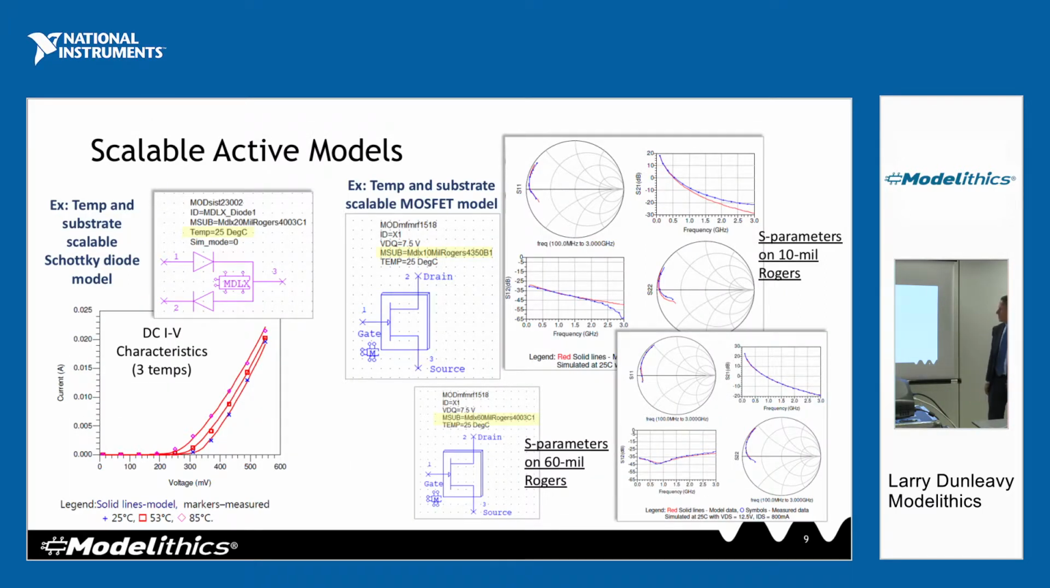Active models, this is just a diode showing temperature scaling. The symbols are measurement data at 3 different temperatures, and that's a Schottky diode: 25, 53, and 85C. And this is just a snapshot of a MOSFET model, S-parameters on a 10 mil Rogers, and on this 60 mil Rogers board.